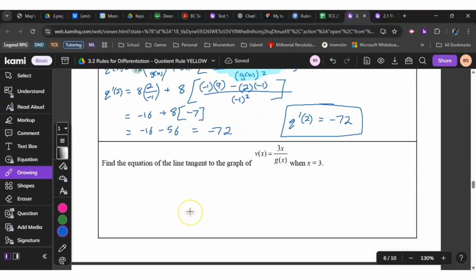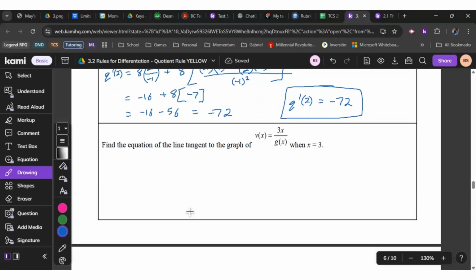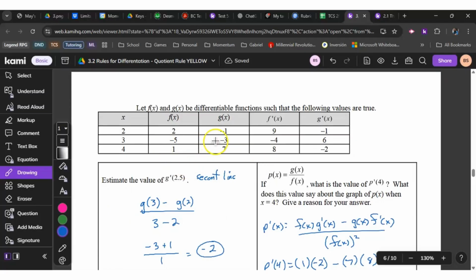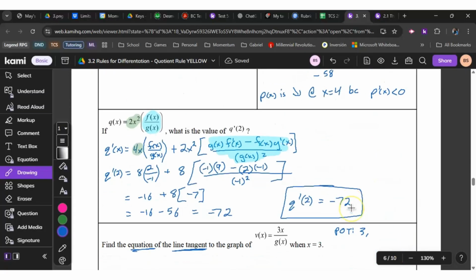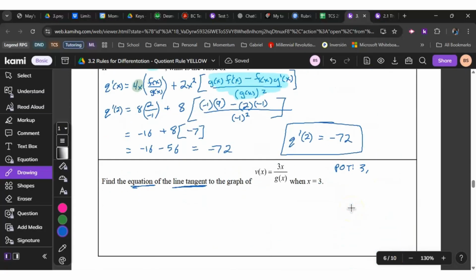All right. Last one here is we're going to need to find a composite function, the derivative of it, and then find the equation of the line. So that, of course, means we're looking for pot and sot. Let's find the pot. So it's 3 and v of 3. So I just plug in 3 here. So that's going to be 9 over, and I need g of 3. G of 3 is negative 3. So that's 9 over negative 3, which is negative 3.